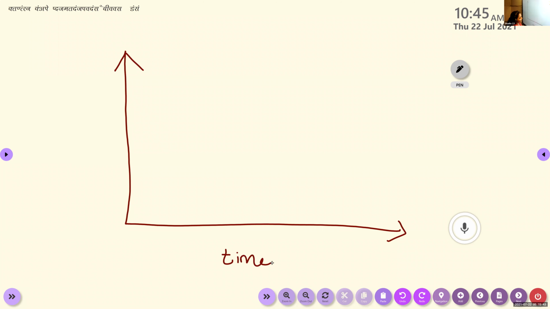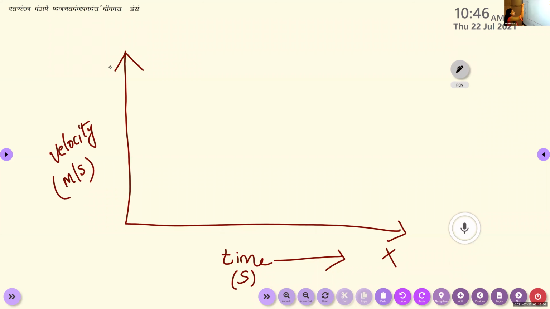Yes. Ma'am, do we have to draw this in the graph book? No, you can draw it in your notebook itself. You don't need to draw it in your graph book. The time in seconds is taken along the x-axis. And here the velocity. Can you recall the SI unit of velocity? Meter per second. Very good. Meter per second along the y-axis.